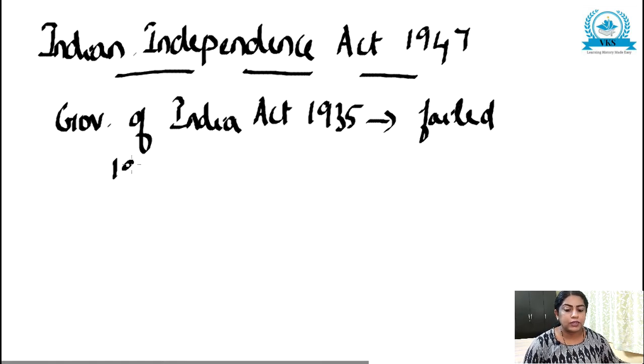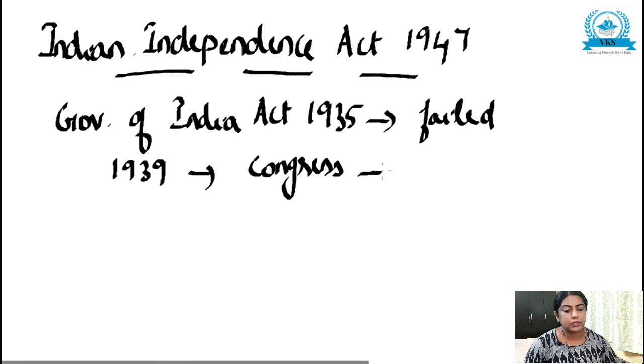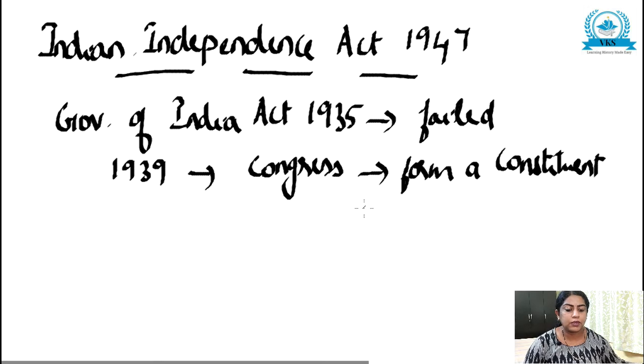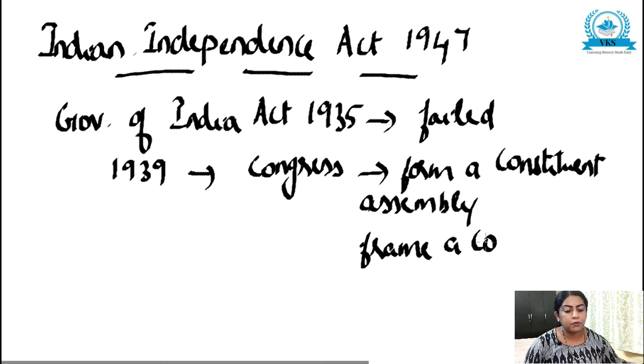And after that, in 1939, the Congress reiterated its demand. That is, it again made a list of demands to form a constituent assembly and to frame a constitution for free India. So what did the Congress again ask as a demand? The Congress reiterated its demand, that is to form a constituent assembly, and also one more demand was to frame a constitution for free India. So these were the two main demands kept by the Congress.